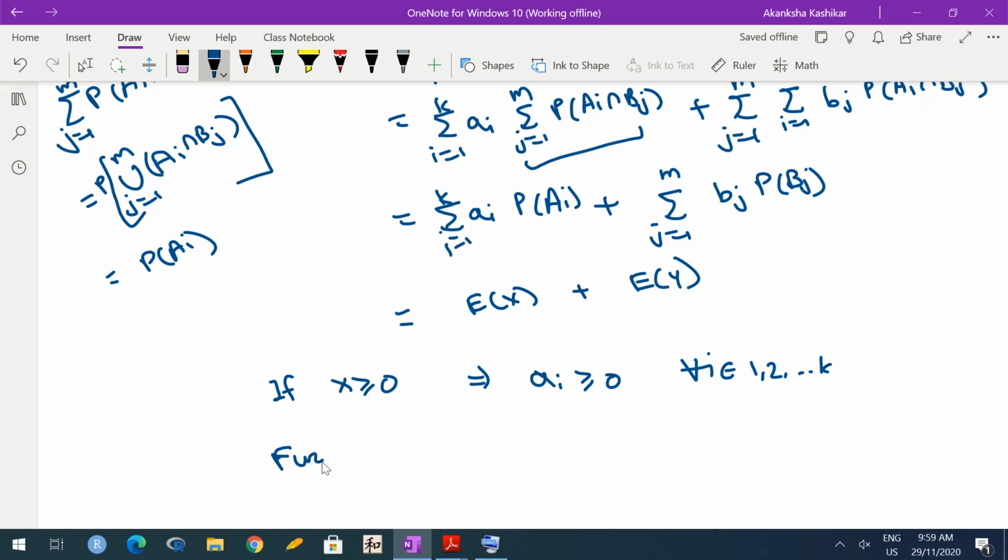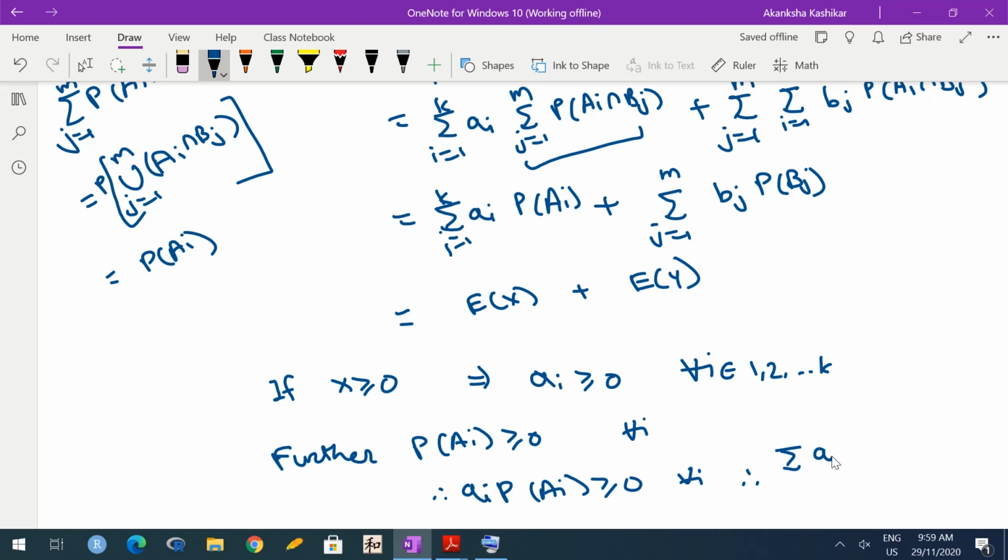Further, we also know that probability can never be negative. So probability of Ai is always greater than or equal to 0. Therefore, Ai times probability of Ai is greater than or equal to 0 for every i, and therefore the sum over Ai times probability of Ai is also greater than or equal to 0, and this is nothing but expectation. So expectation of X is greater than or equal to 0.